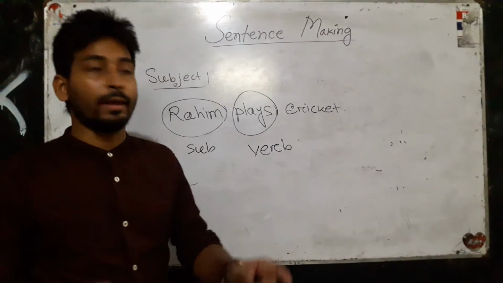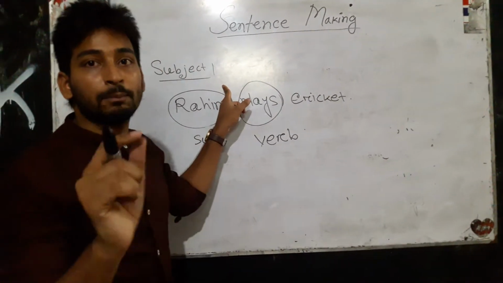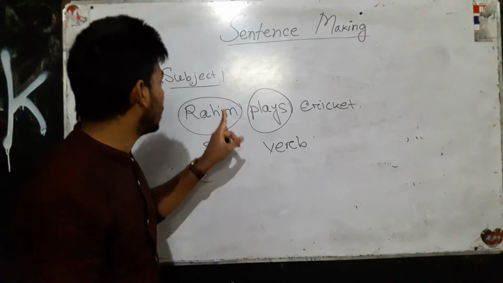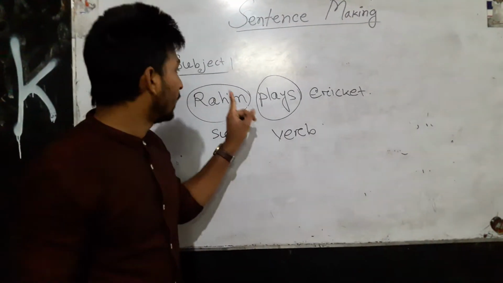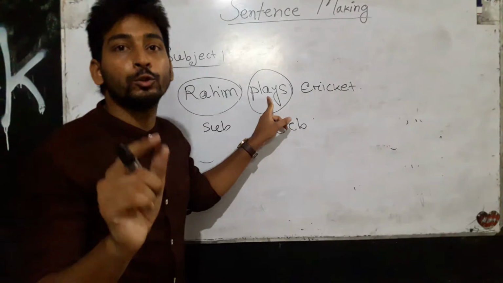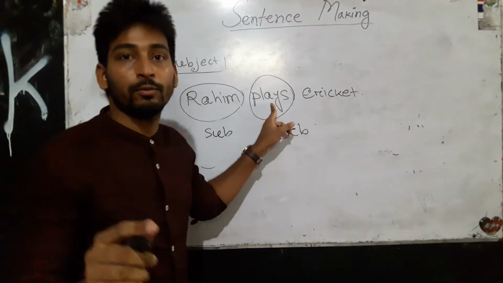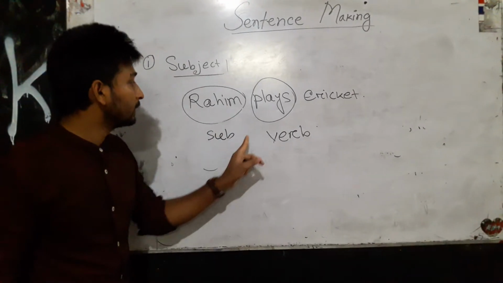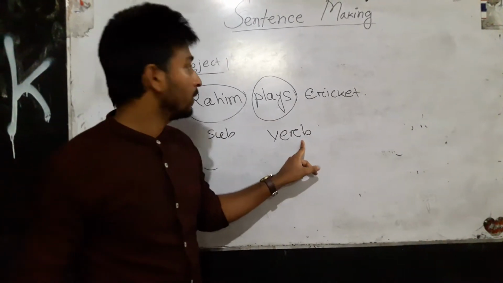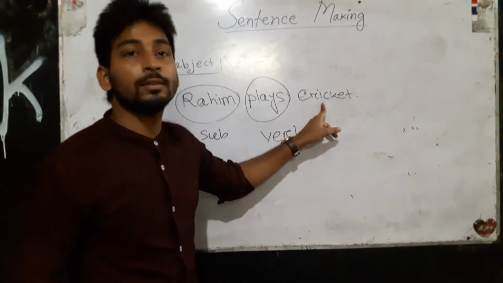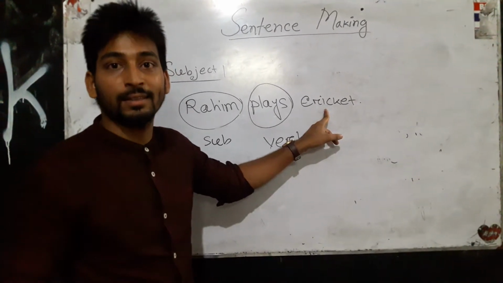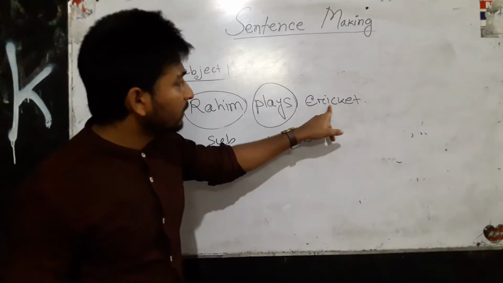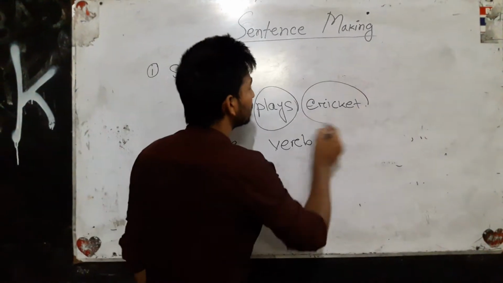Okay, now I'm going to clear that the subject stands just at the beginning of a sentence, and then we have to place the verb just after the subject. Okay, now Rohim is the subject and plays is the verb, and now comes cricket. What is this, guys? Can you guess? I think it's the object. Okay, why is it the object?